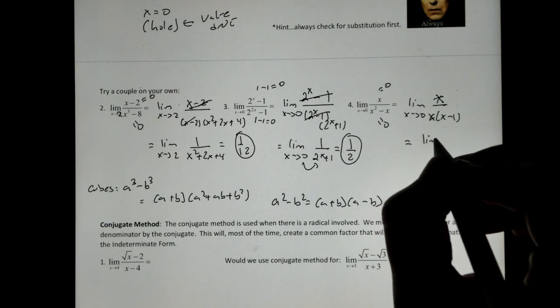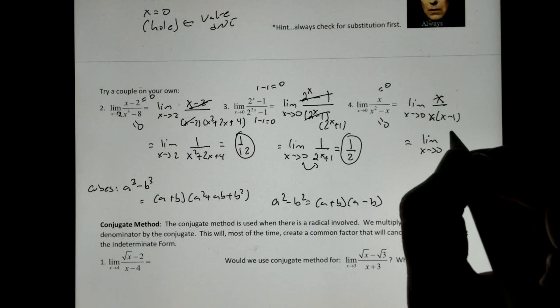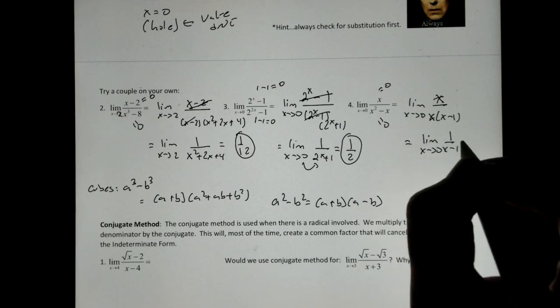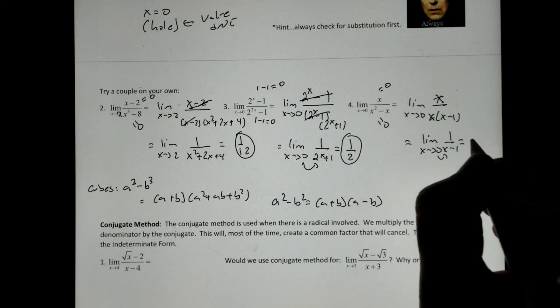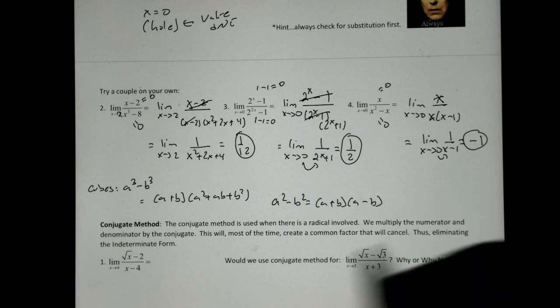And I can rewrite that, the limit as x approaches 0, 1 over x minus 1. Notice I rewrite it before I substitute in. And if I simplify this, we get negative 1 right there. So it's just 1 over negative 1.